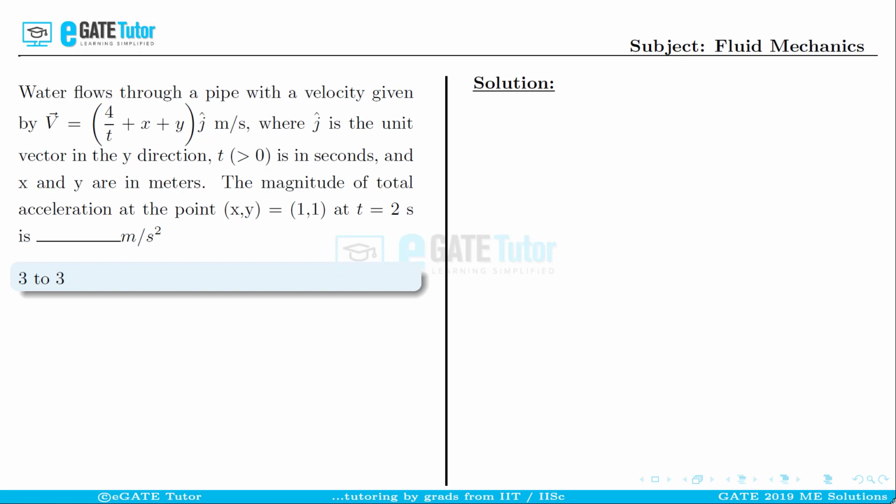The units for the answer is given in meter per second square, and the accepted answer range for this numerical answer type question is 3 to 3. Let's proceed to the solution.